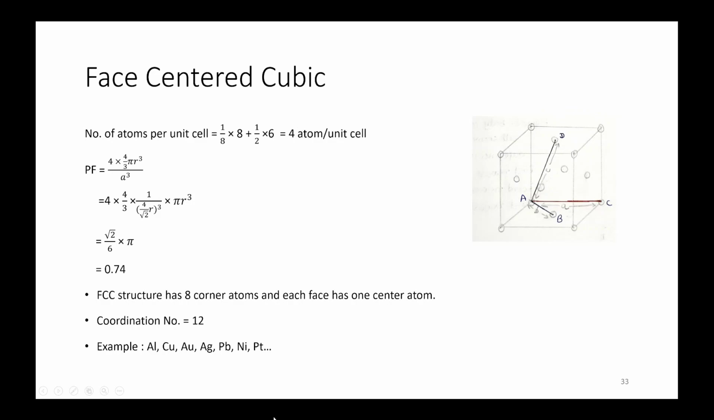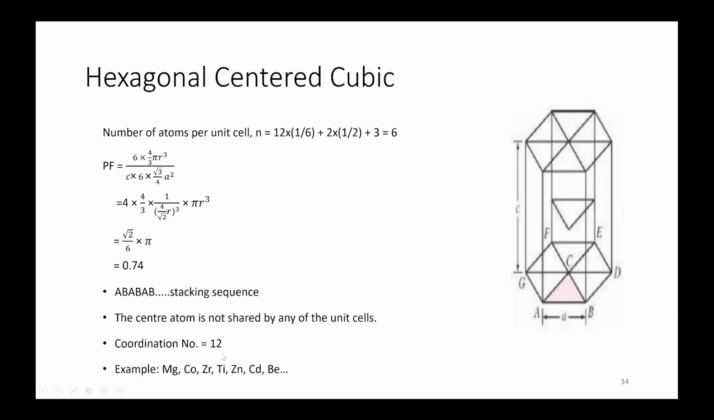And examples are aluminium, copper, gold, silver, lead, nickel, platinum. These all are very ductile in nature, and these all are FCC structure.